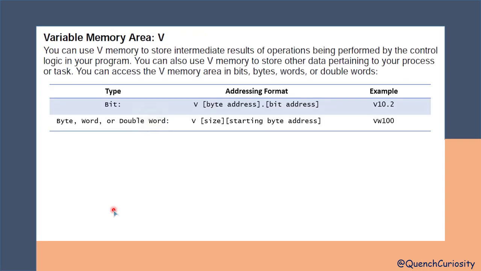The first one is our variable memory area. As you can see from the description, variable memory or vMemory is to store intermediate results of operation which are being performed by control logic in our program. Variable memory area can be described in terms of bits, bytes, words or double words.